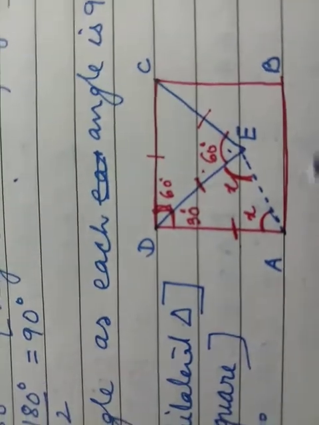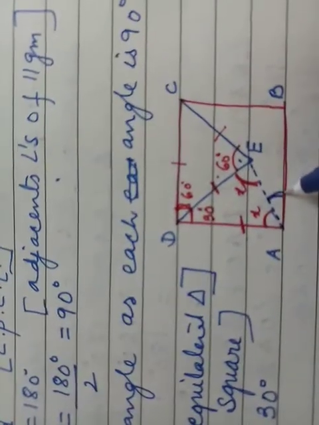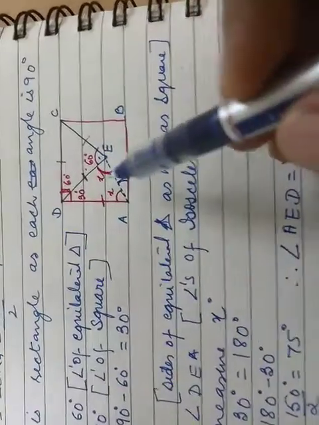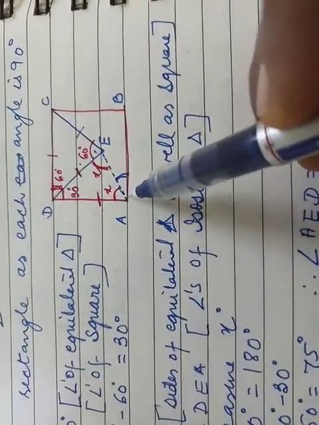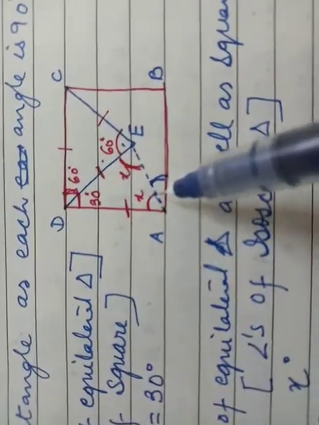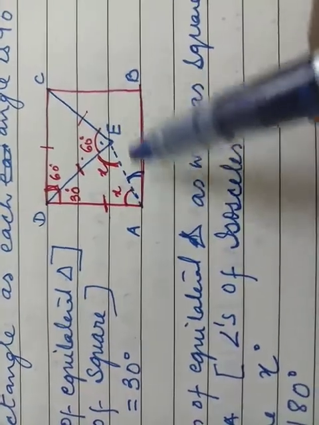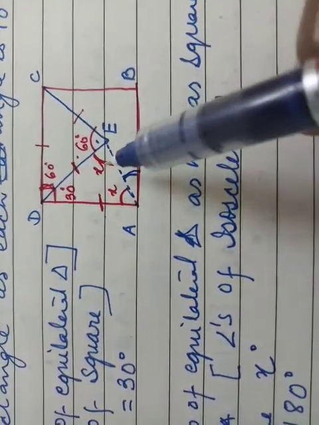The next angle that we are looking for is angle EAB. That means this angle we are looking for now. See students, again this angle A is complete 90 degree because it's a square. x we calculated is 75. Therefore, angle EAB will be equal to 90 minus 75, that is 15 degree.